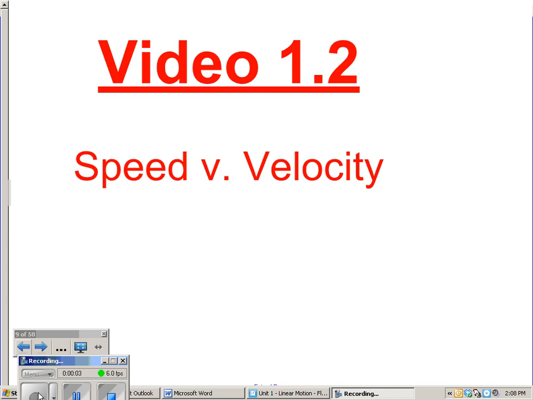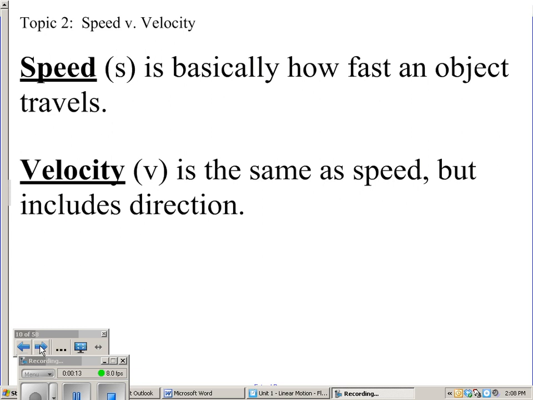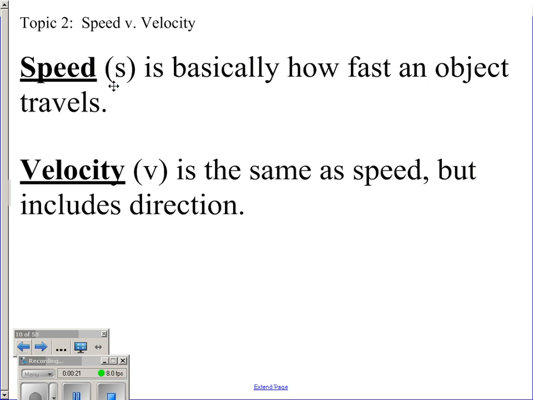All right, today's video is a pretty short one. This is video 1.2. We're going to be learning about the difference between speed and velocity. So, it's a pretty simple difference, to be honest. Speed, you guys all know what speed is. It's how fast you're going. Okay? We are going to abbreviate speed with a lowercase letter s to indicate speed.